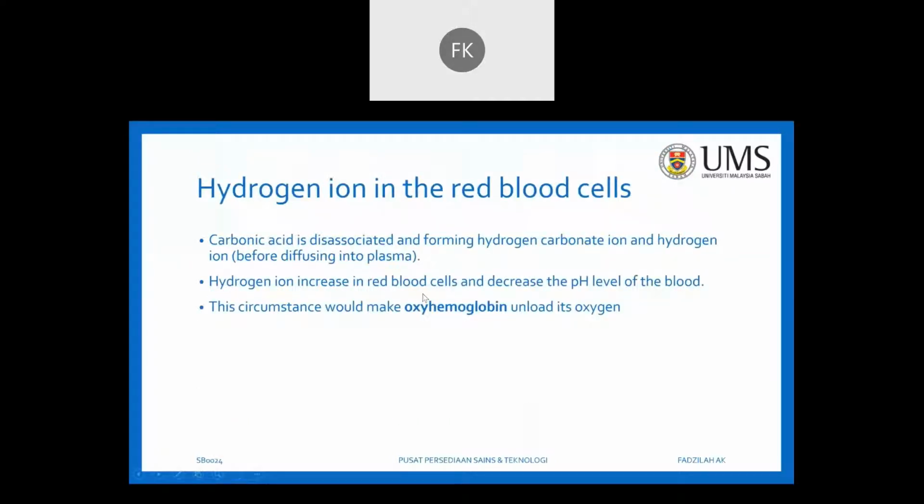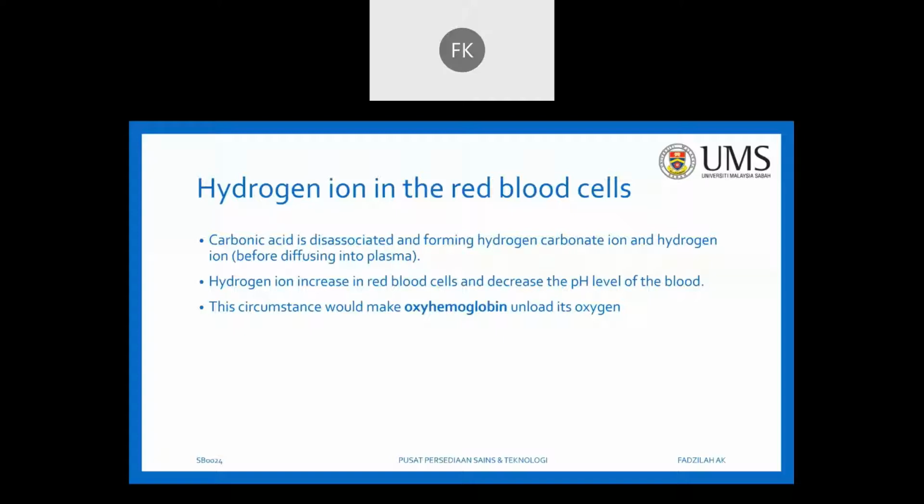In the red blood cell, carbonic acid is dissociated, forming hydrogen carbonate ion and hydrogen ion, before diffusing into plasma. Hydrogen ion increases in the red blood cell, and when there is more hydrogen ion in the blood cell, the pH level of the blood is lower. Means when there is more carbon dioxide in your blood, the pH level of your blood will be lower. Means we can say it becomes acidic, because lower pH indicates acidic environment.